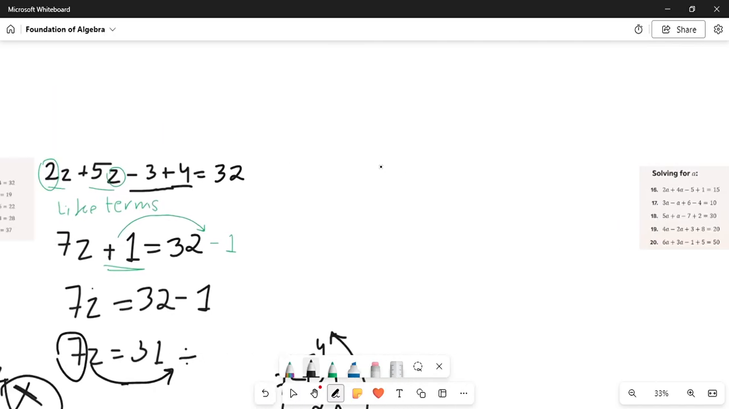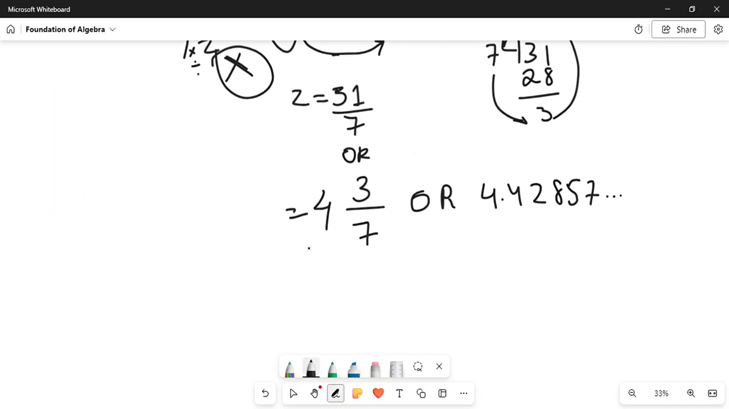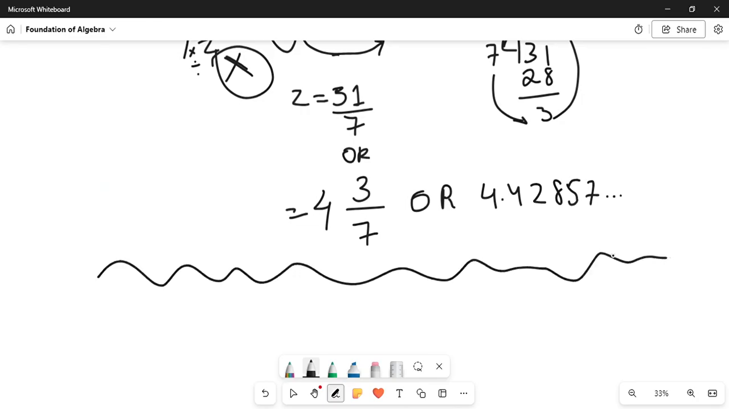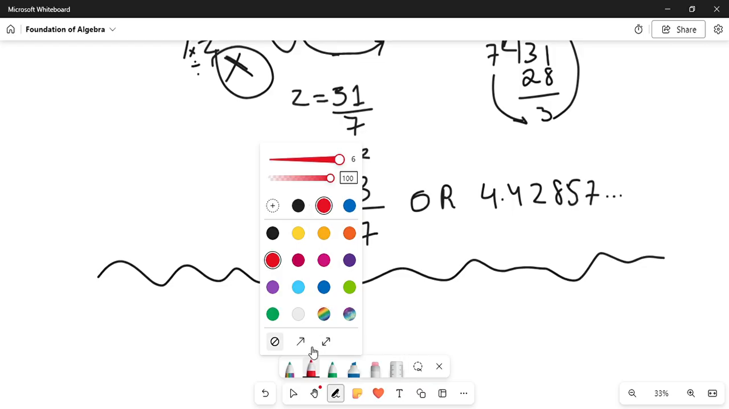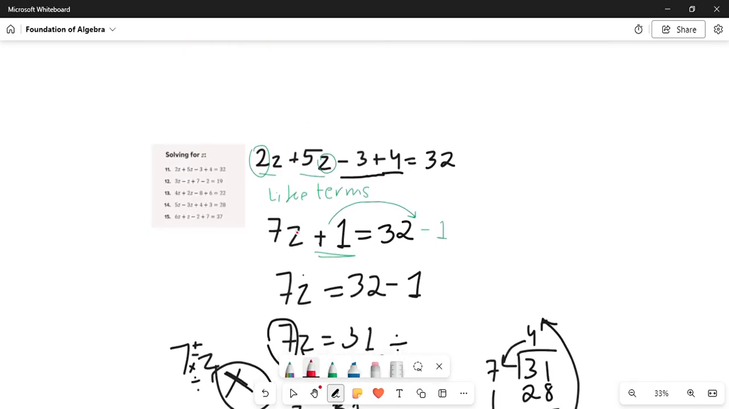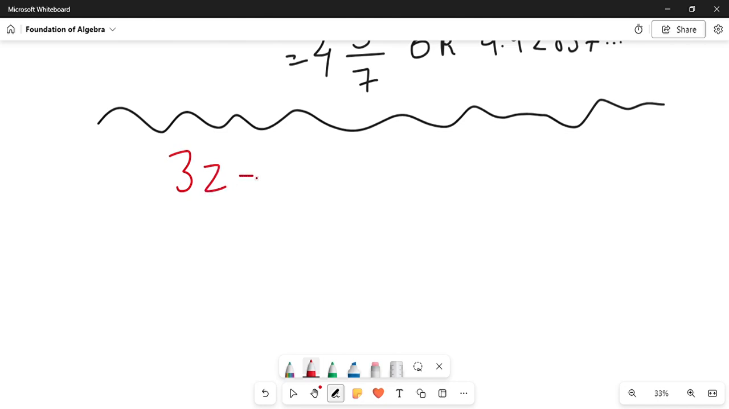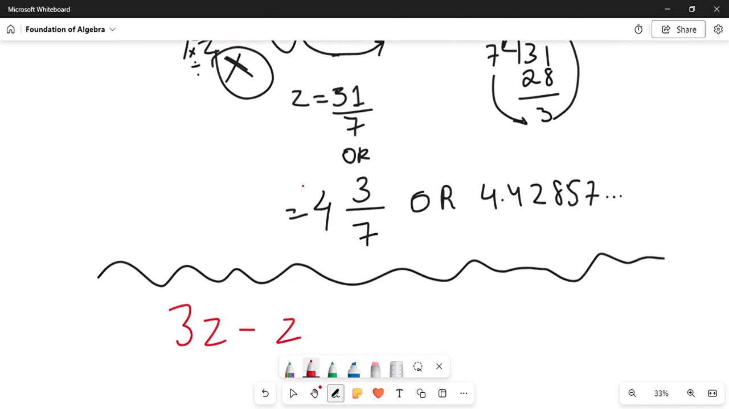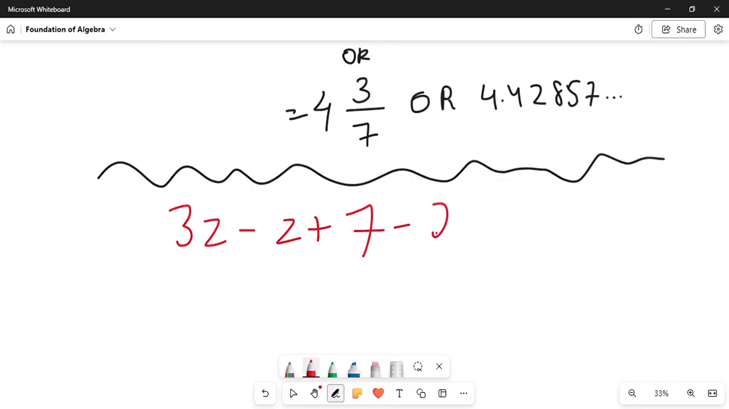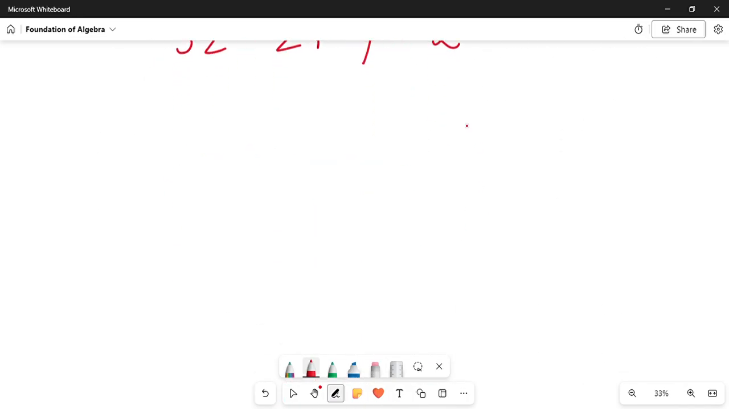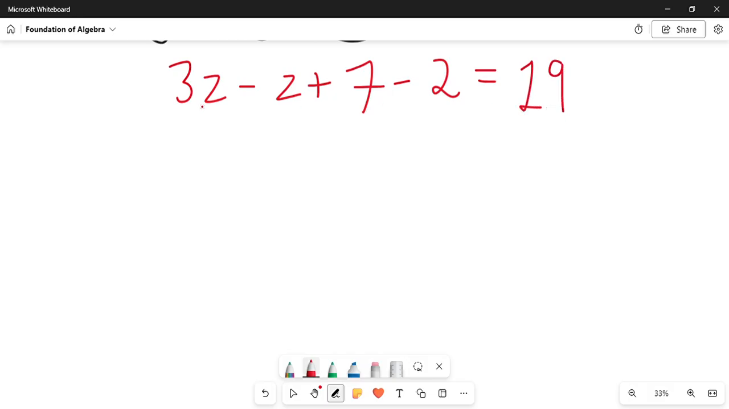So the next question is, solve. Okay. The next question is 3Z minus Z, plus 7 minus 2 equals 19. These are like terms again. There's no number before Z, so I'll put a 1 here. 3Z minus 1Z is 2Z. Plus, minus the sign of the bigger number, and because they're opposite signs, we'll just subtract.